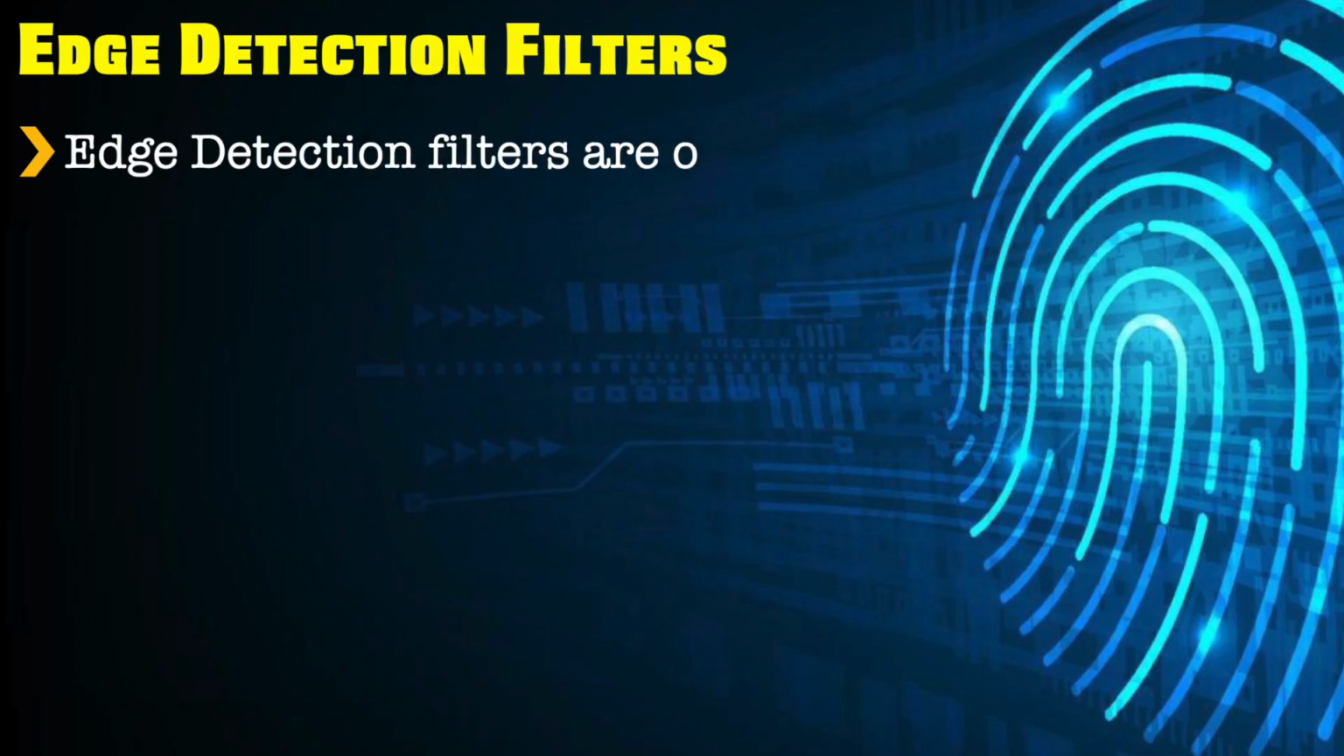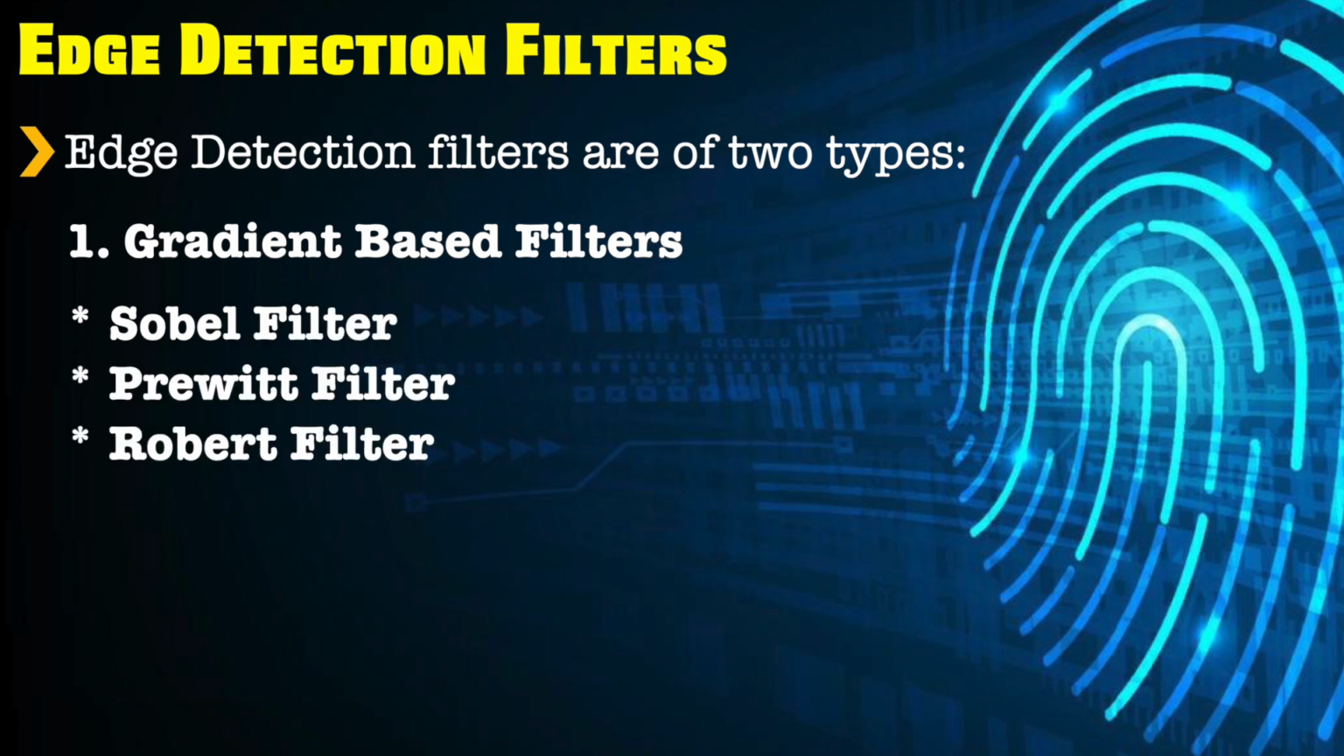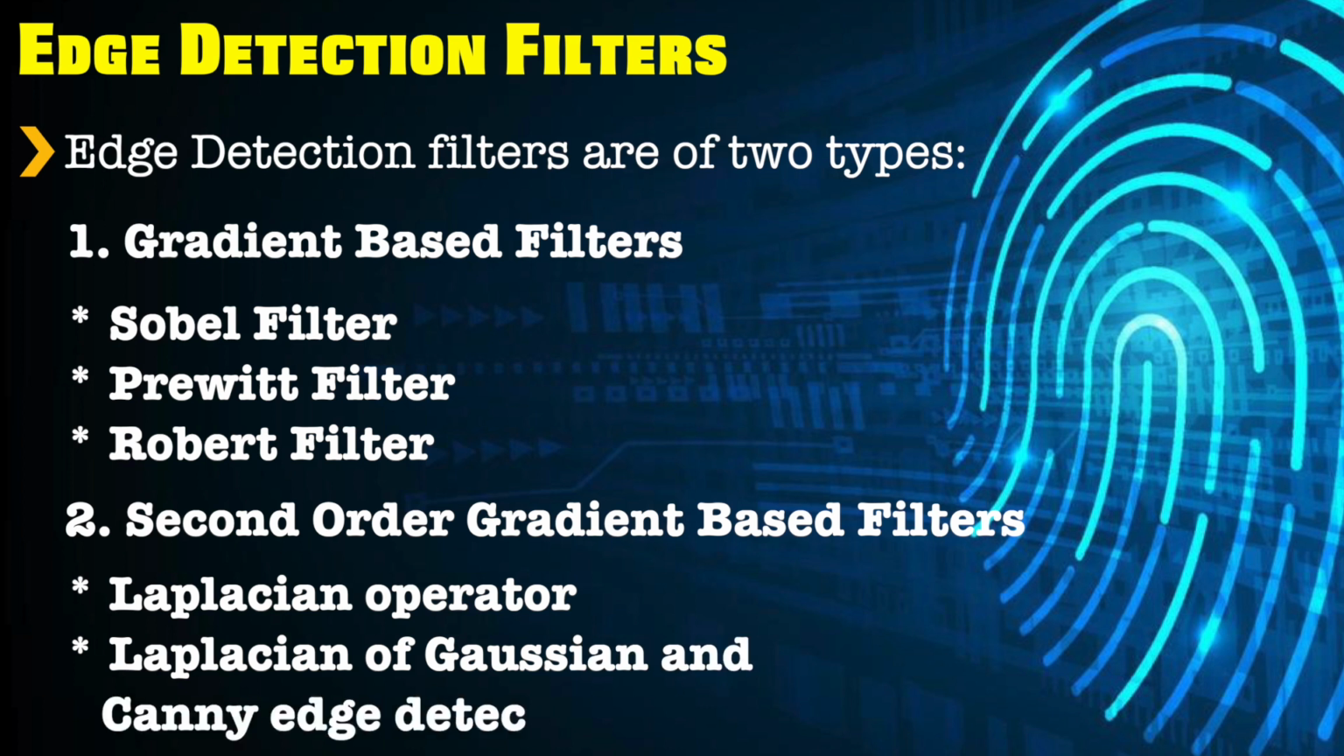The filters used for edge detection are mainly of two types. The first type is the gradient based filter, which computes first order derivatives in the digital image. Examples of this type of filter are the Sobel filter, Prewitt filter and Robert filter. Second order gradient based filters compute the second order derivative or second order gradient in the image. Examples of these filters are the Laplacian filter, Laplacian of Gaussian filter and the Canny algorithm or Canny filtering algorithm.